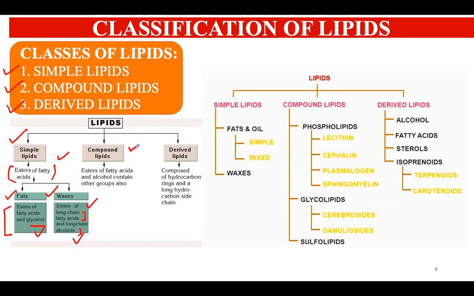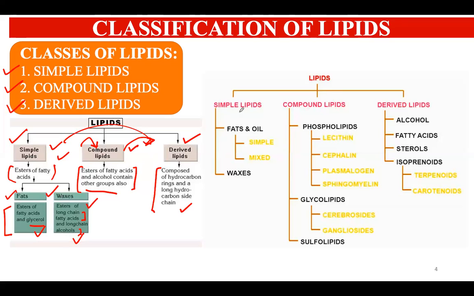The second category is compound lipids. When we talk about compound lipids, these are the esters of fatty acids and alcohol, which contains other groups also. So in simple lipids, there were only the fatty acids and the alcohol. But when we talk about the compound lipids, we have other groups besides these two present as well. Derived lipids, third category. This category is composed of hydrocarbon rings and a long hydrocarbon side chain. These are derived from the simple and the compound lipids.